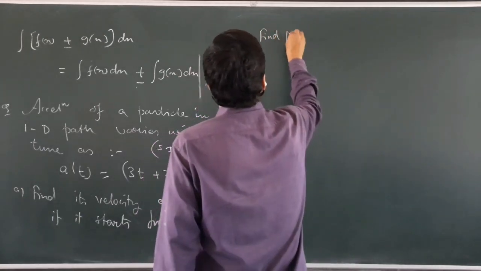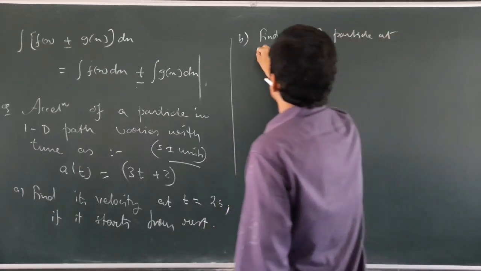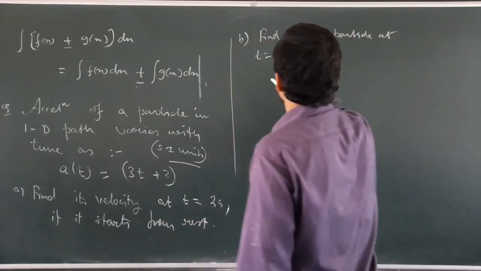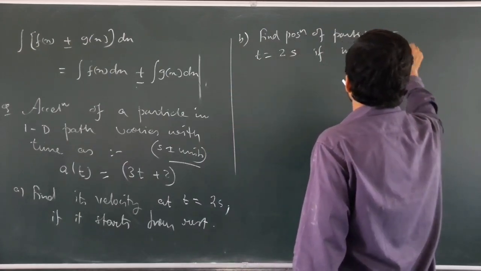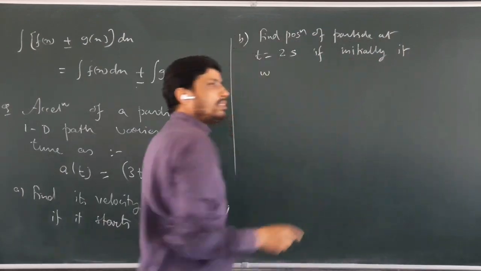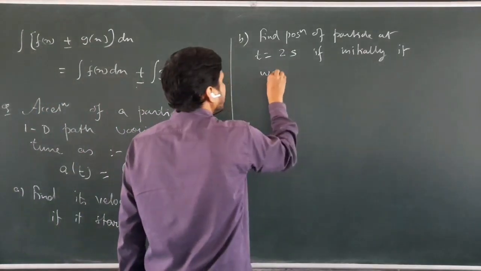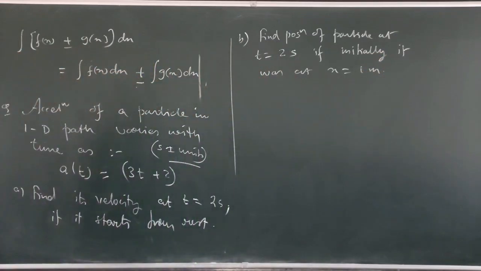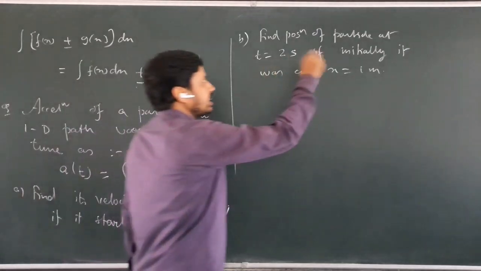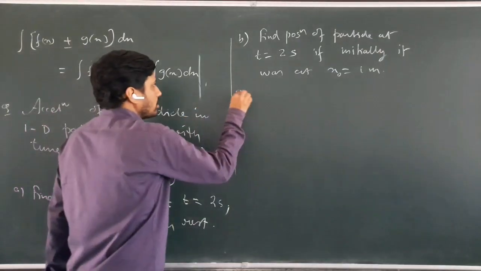Okay. Then another question in this: find the position of the particle at t is equal to 2 seconds if initially it was, initially means t is equal to 0 in the beginning, initially the particle was at x is equal to 1 meter. We are using the SI system, so we will write x is equal to 1 meter. So when I say initially, that means this is the value of x naught. Okay. So solution.